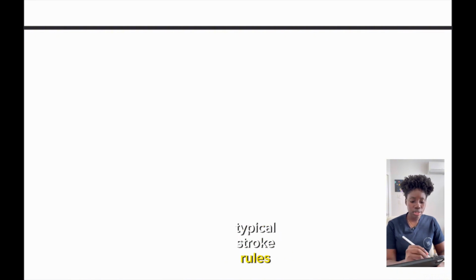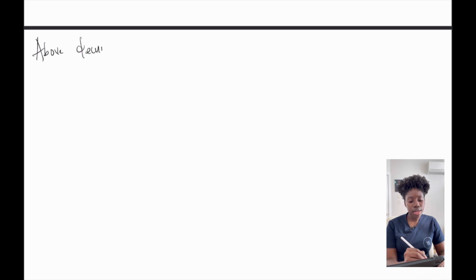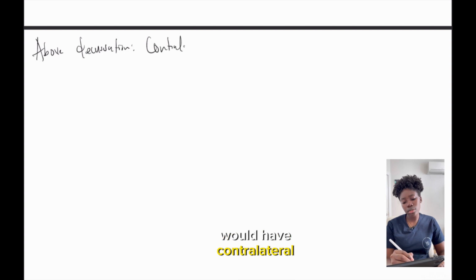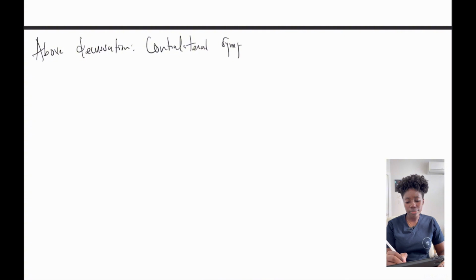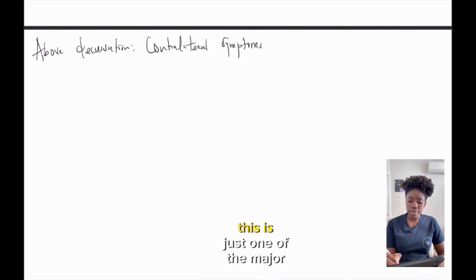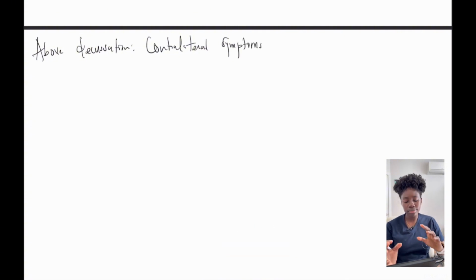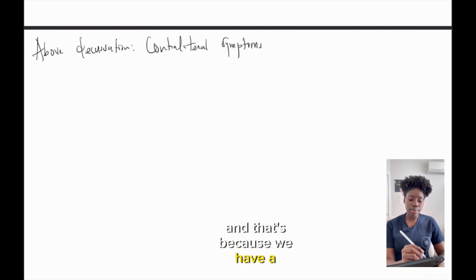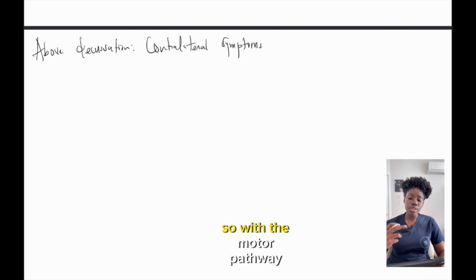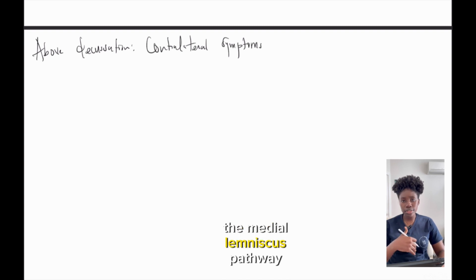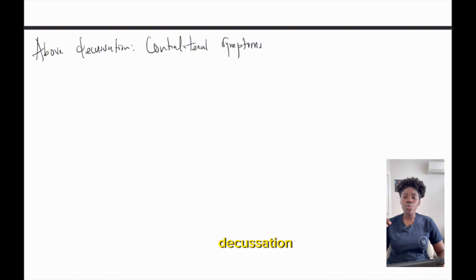typical stroke rule is that any lesion above a decussation would have contralateral symptoms. This is just one of the major rules, right? And that's because we have crossing above the decussation. So with the motor pathway, the medial lemniscus pathway, the spinothalamic tract, any lesion that is above the decussation where the fibers cross would always have contralateral symptoms.